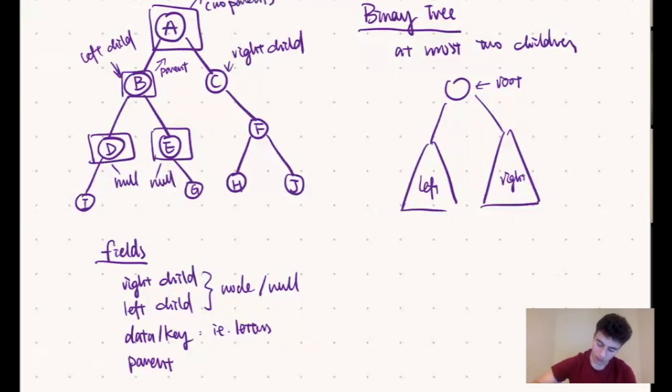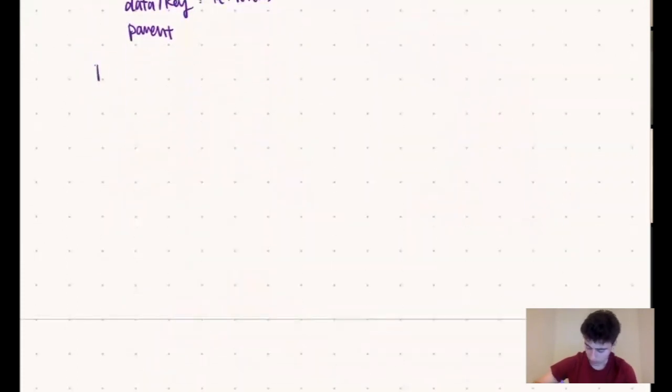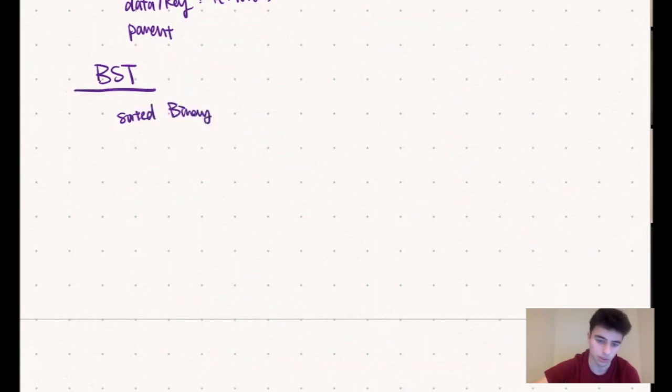Now that we've defined what a binary tree is, we can discuss binary search trees. A binary search tree, or BST for short, is a sorted binary tree that maintains the binary search tree property, which keeps its keys in sorted order and allows for use of the principle of binary search for its operations.